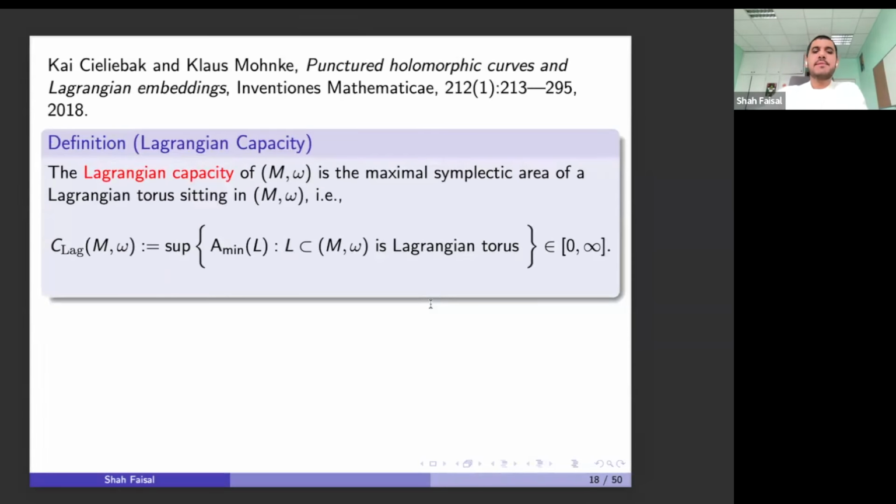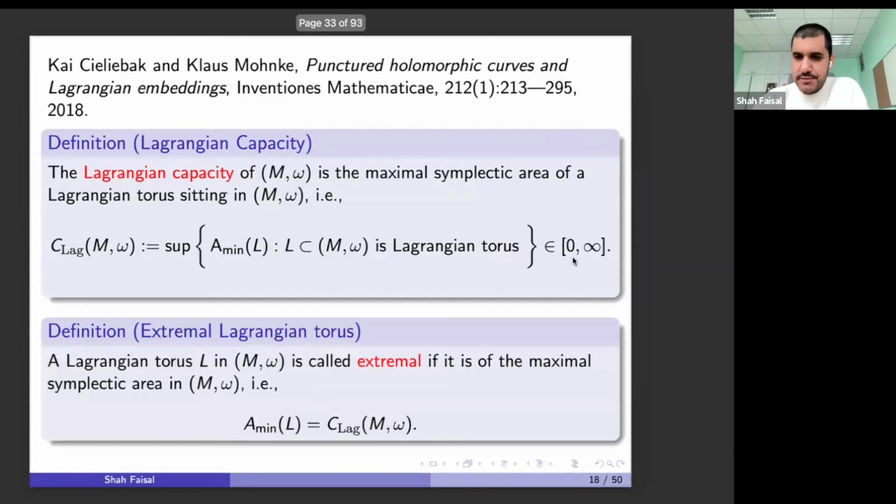Using this, Cieliebak and Mohnke define the Lagrangian capacity for a symplectic manifold, defined as the maximal symplectic area of a Lagrangian torus in the symplectic manifold. So you look at Lagrangian tori, and then you maximize the symplectic area, and it gives you a number which is either 0 or plus infinity.